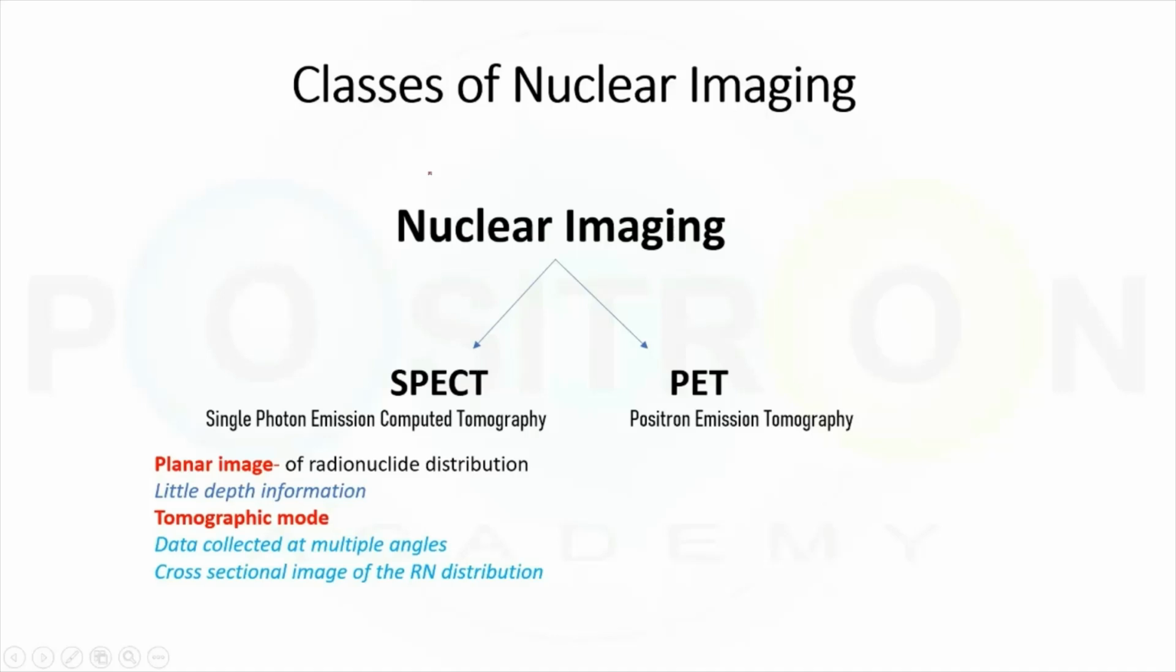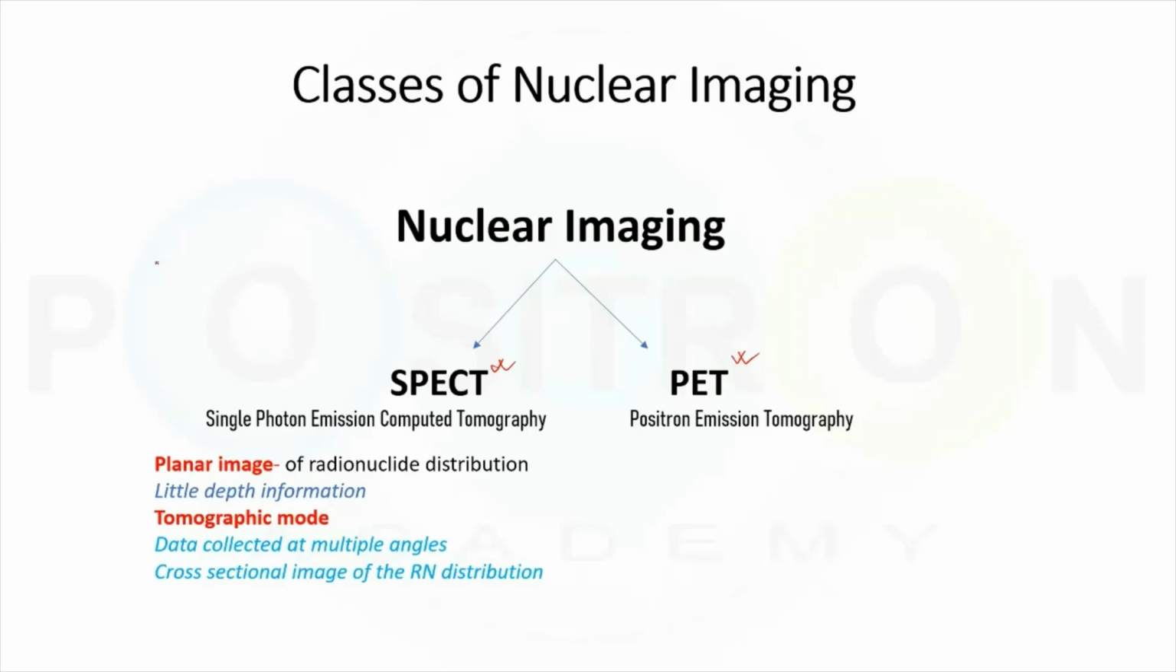So now the next is on the classification of nuclear imaging, and we can broadly classify nuclear imaging into two main subdivisions. It can be either SPECT imaging or PET imaging. So what is SPECT imaging? What is SPECT? Single photon emission computed tomography. Why do we call it single photon? Because the radionuclide that is used in SPECT decays by emitting a single photon per disintegration.